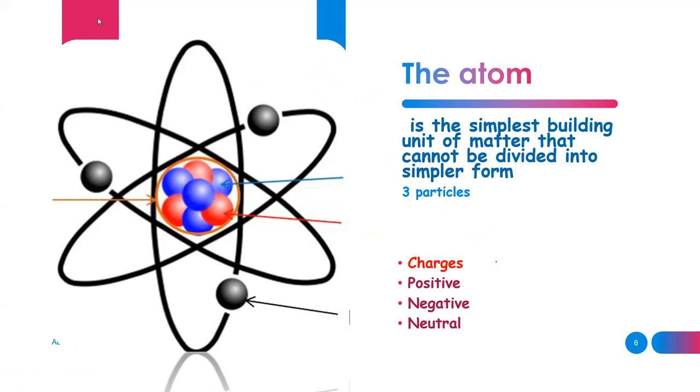Okay, can you tell me what is the positive charge in the atom? Protons. And the negative? Electrons. Very good. And neutral? Neutrons are negative. Electrons are negative, yes. I'm asking which particle of the three particles of the atom is neutral? Yes, neutrons.